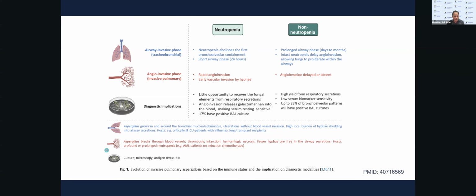This red one refers to the neutropenic patient. In this patient, because they have a short airway phase, Aspergillus, as I said just now, breaks through the blood vessels. They can cause thrombosis, infarction, hemorrhagic necrosis, and fewer hyphae are free in the airway secretion. So the BAL tends to be negative in neutropenic patients. The hosts that usually have these changes have profound or prolonged neutropenia, for example AML patients on induction chemotherapy.